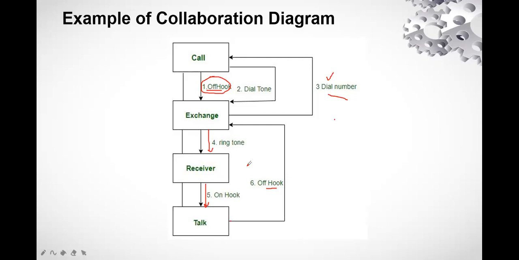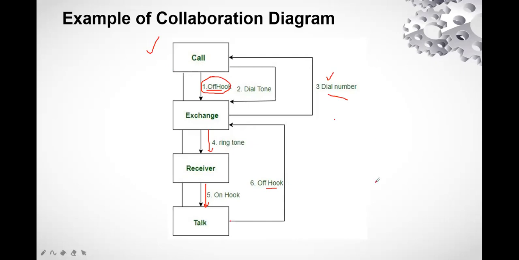So obviously they are communicating with each other. That means there is a group of objects which are communicating with each other. Messages are being passed, but the focus point is different. Here the focus point is the organization of the objects. We are organizing the objects in a group form, right? We are not focusing on time in a collaboration diagram, but in a sequence diagram we were focusing on time.